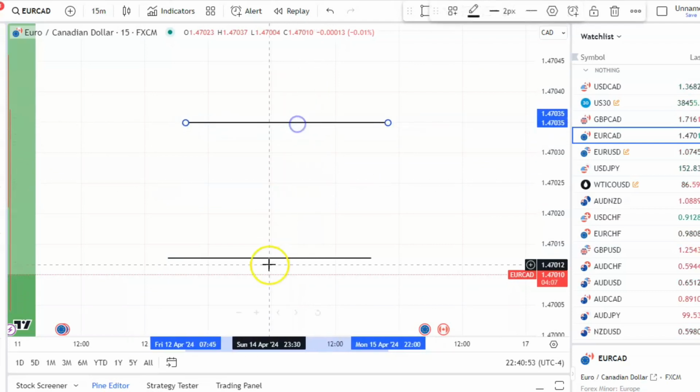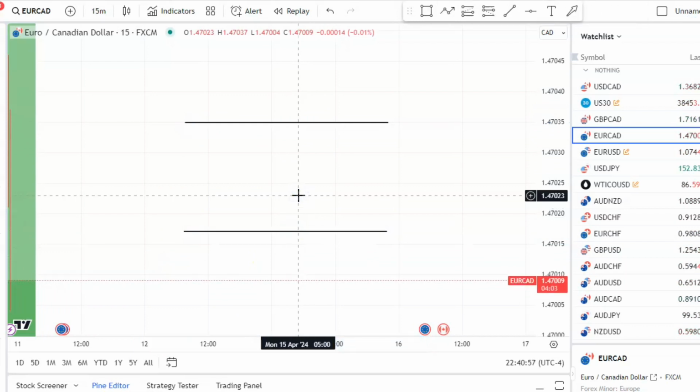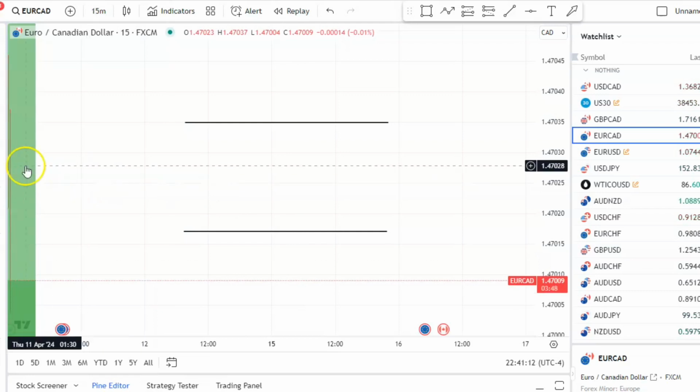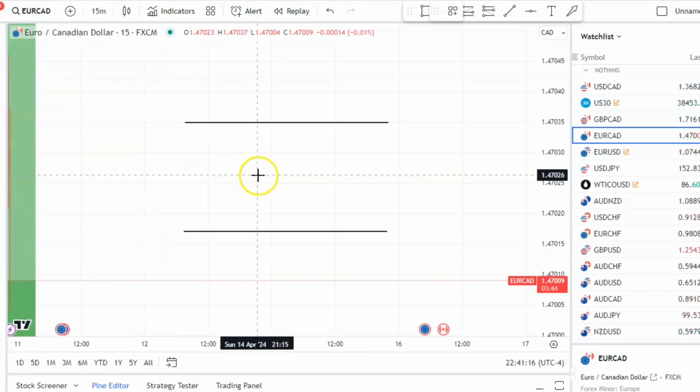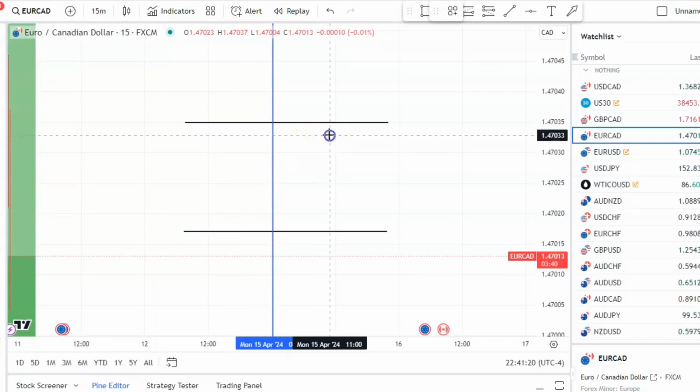So what we do is we identify the high and the low of the week currently. Now, the high and the low of the week is defined as the highest point price has reached throughout that week and the lowest point price has reached throughout that week. So, once we identify that, then we can put our timing window. So let's say from 8 to 11 a.m.